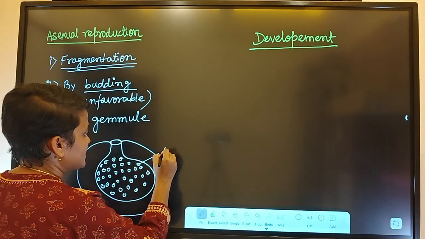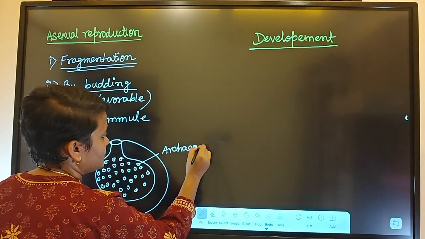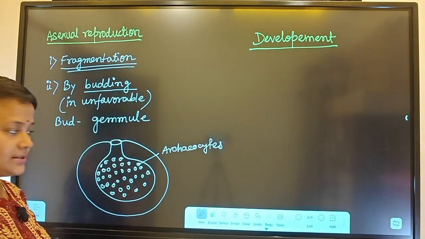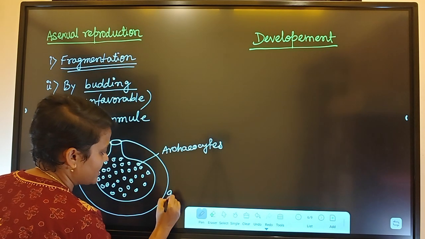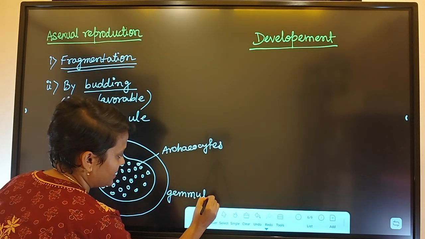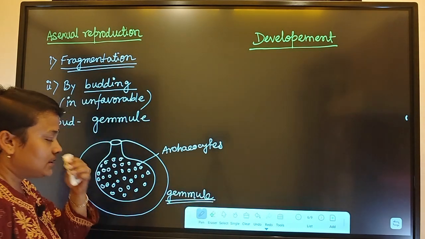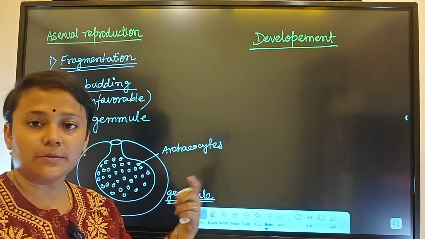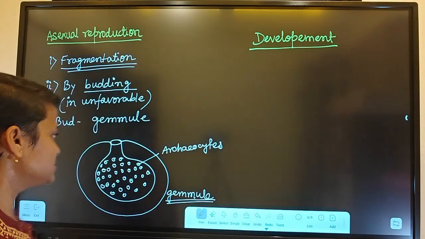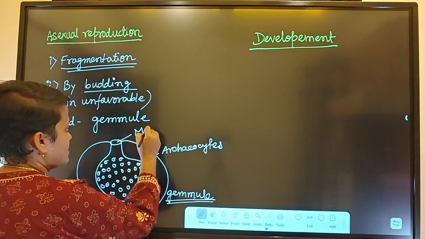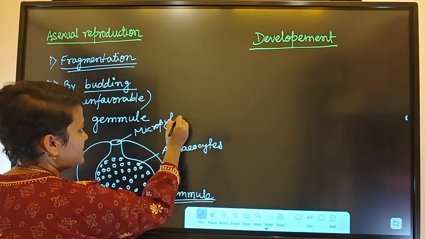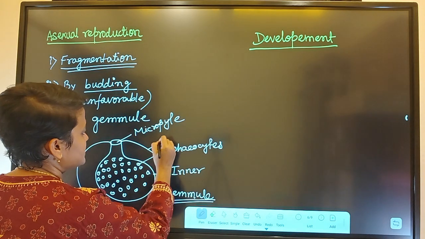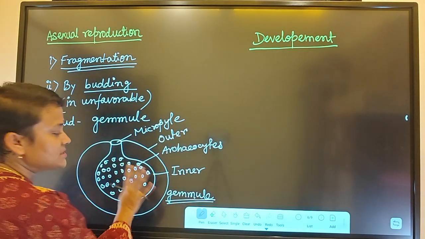These archaeocytes are enclosed to form a bud. This kind of bud is called a gemmule. Under favorable conditions, it will germinate, and each cell has the potential to give rise to a new sponge. Here this opening is called the micropyle. You don't have to remember that, just for your information. This is the inner layer and this is the outer layer. And these are very small, okay.